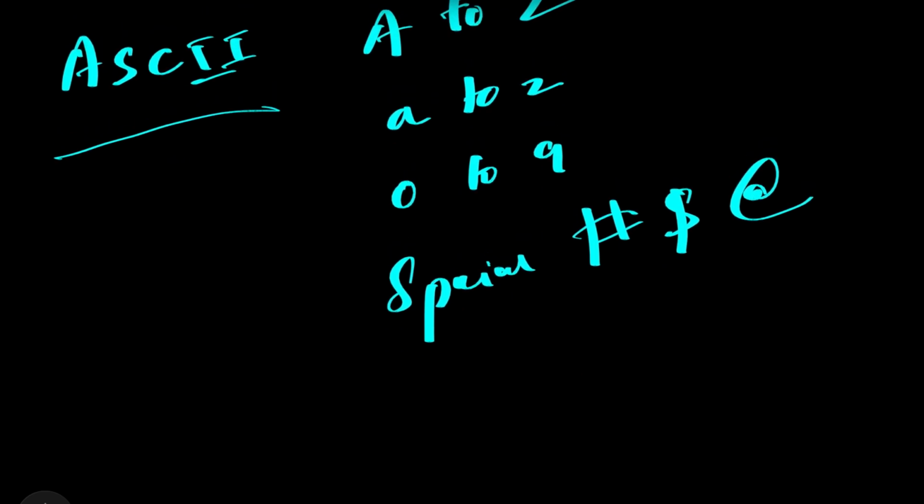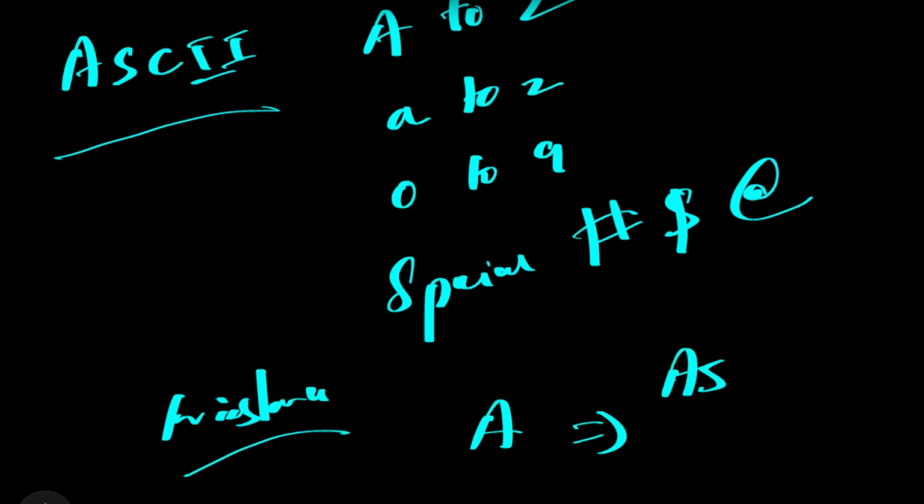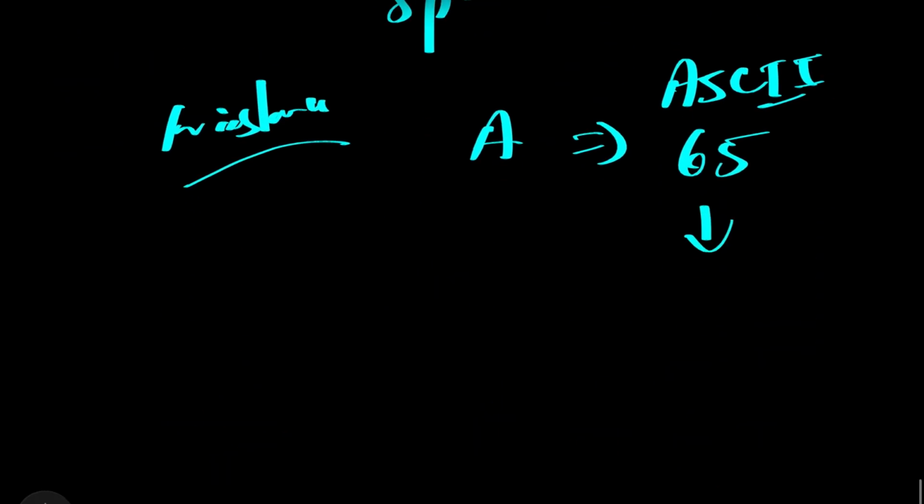Anything is treated as a character, and each character has its own ASCII value. For instance, take a capital A. The ASCII value for this A is 65. The binary equivalent of 65 is some combination of ones and zeros; I'm not sure of it exactly.